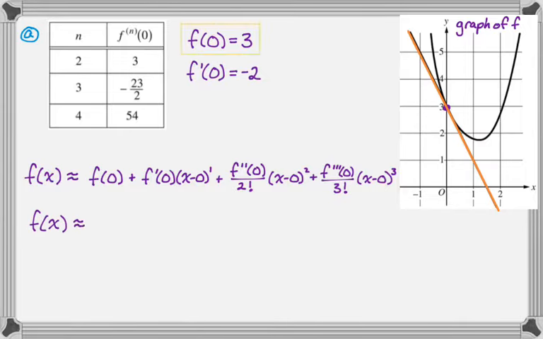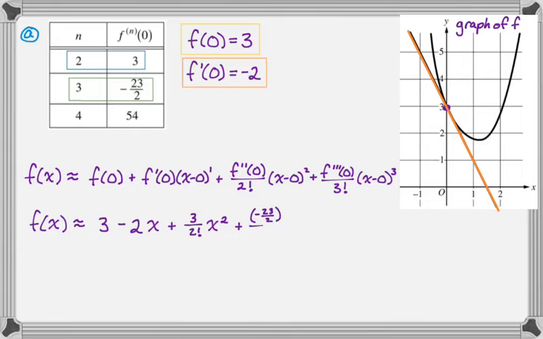So f of 0 we found to be 3, plus f prime of 0 we found to be negative 2, and I'm going to simplify the x minus 0s to just x, so that's x to the first. F double prime we get from the table, so f double prime is 3, so plus 3 over 2 factorial, x squared. And then f triple prime is negative 23 halves, which is kind of weird, so I'm just going to write that there. We're going to have a complex fraction, and then the x cubed. Okay, so that's part A. We don't have to simplify this at all. So let's move on to part B.